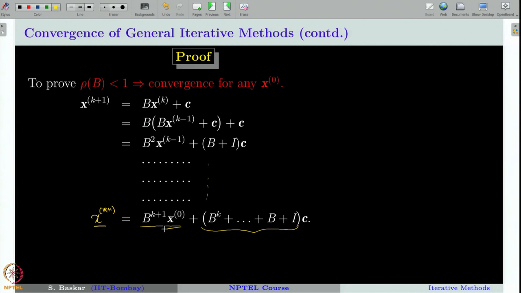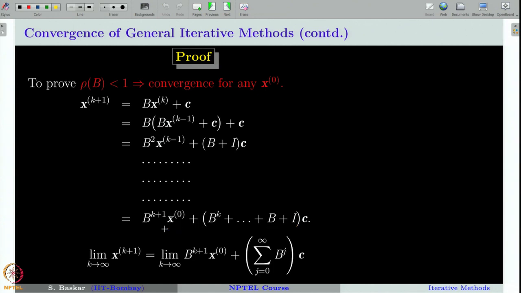Now we have scope to use our two lemmas that we stated before. How can you use them? Well, for that you take the limit k tending to infinity on both sides. Once you take this, you can recall the first lemma. Since you have assumed that the spectral radius of B is less than 1, that lemma says that the limit as k tends to infinity of B^(k plus 1) into x equals 0 for any x, in particular whatever initial guess you have chosen will also satisfy that condition, right? With that, you can see that this term goes to 0. And the second term, of course, when you take the limit k tends to infinity, this finite sum will become a series like this.